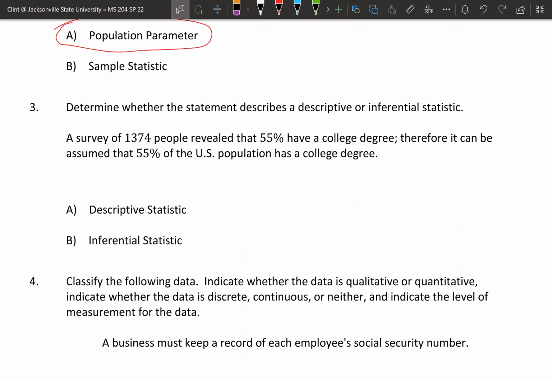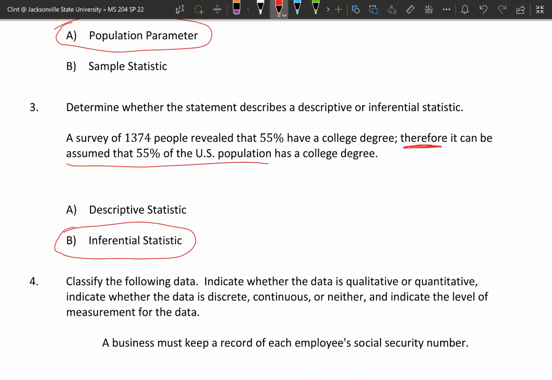Now remember the difference. A descriptive statistic just describes the data. An inferential statistic takes the sample data and makes some kind of conclusion or some kind of inference about the whole population. So this one, we're given a survey of 1,374 people revealed that 55% have a college degree. Therefore, it can be assumed that 55% of the U.S. population has a college degree. So since we're making a claim about the whole population based on that, this one is an inferential statistic.